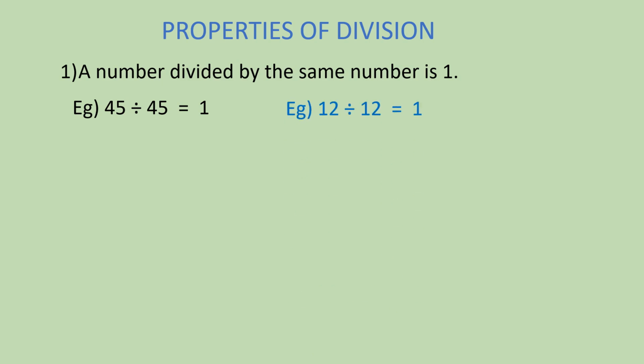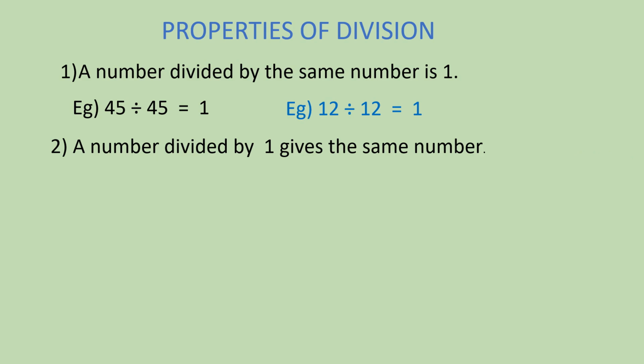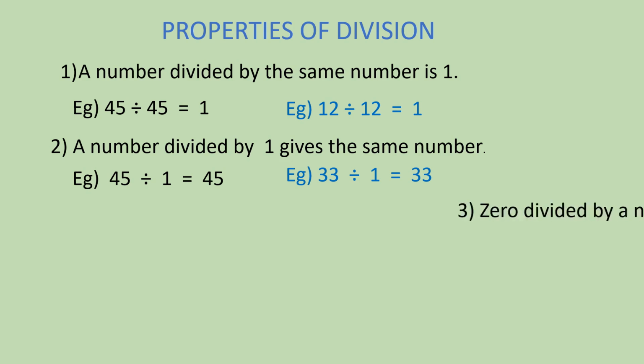Next example, 12 divided by 12 is equal to 1. You all try to make 2 more examples by yourself. Second property is a number divided by 1 gives the same number. Example, 45 divided by 1 is equal to 45. I have 45 chocolates with me and I want to distribute it all to one child. So all 45 chocolates will be given to that child only. 33 divided by 1 is equal to 33. So try to make 2 more examples like this.